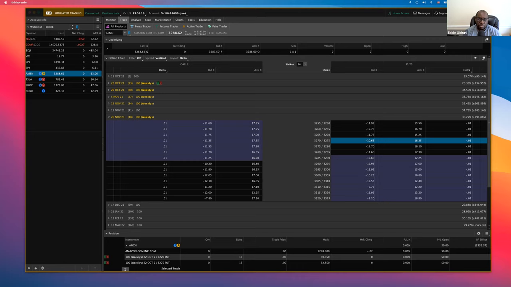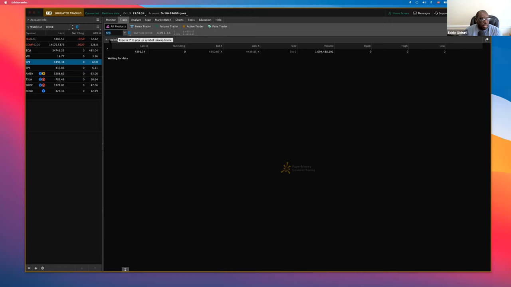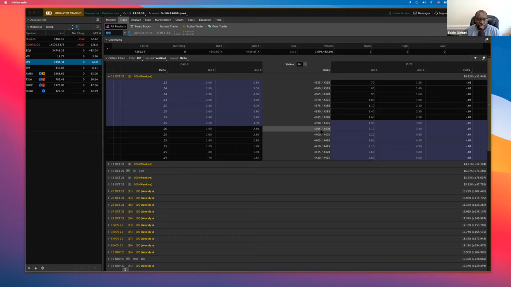Defensive strategy number three, sometimes I roll a credit spread. The time to roll is when the short leg has not been breached. So if you have a spread, let me go over here to SPX. Let's say I have a 4395, 4400 call, and I'm seeing that price is now at 4391. Before it hits 4395, I need to have exited this trade or rolled it. Once it hits 4395, my choices disappear.